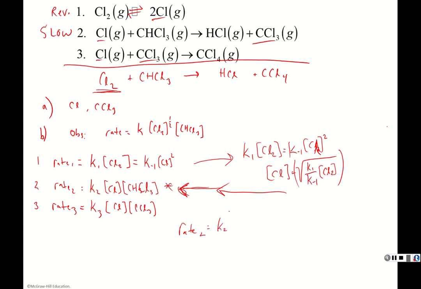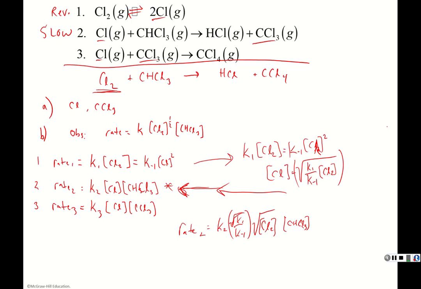k2 times the square root of k1 over k minus 1. Sorry, that's probably hard to read. Times the square root of the Cl2 concentration times the concentration of CHCl3. Okay.